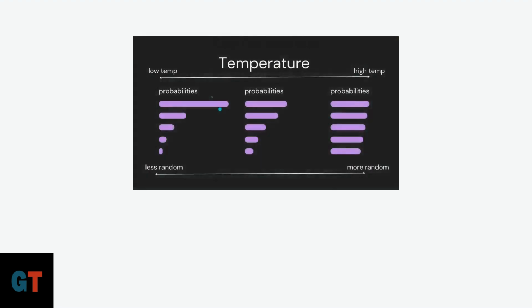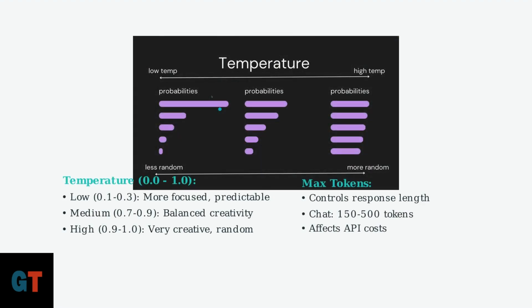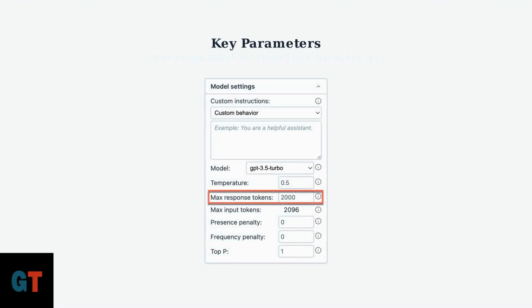Understanding key configuration parameters is crucial for optimizing your AI character's behavior. Temperature settings control the randomness of responses, while max tokens limit the length of generated text. Here's what actual model settings look like in practice. You can see the temperature set to 0.5 for balanced responses, max tokens configured for appropriate response length, and other parameters that fine-tune the AI's behavior.